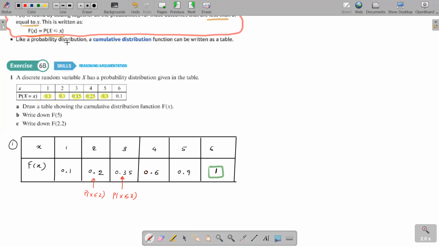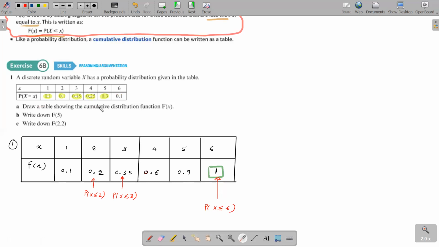This is always going to be 1 in every single cumulative table. In every single cumulative table, the last cell, the last cumulative probability value will always be 1, because this is the probability x is less than or equal to 6, and that includes all the probabilities. Are we going to add the probabilities in the cumulative table? No, it does not make sense to add them. We only add the probabilities in the probability table.